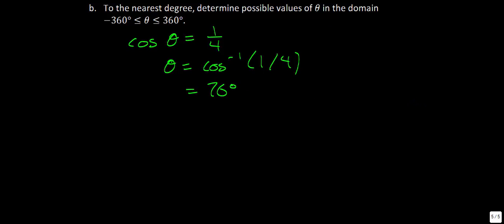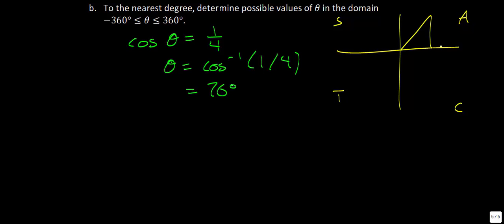Now, the next thing we need to do, because we have to obey the CAST rule right here, is figure out which other quadrants cosine is positive in. So we know that cosine is going to be positive in the A quadrant, of course, but it's also going to be positive in this fourth quadrant, the C one right here. So if we're trying to find all the other angles that are possible, we have to pay attention to these two quadrants.